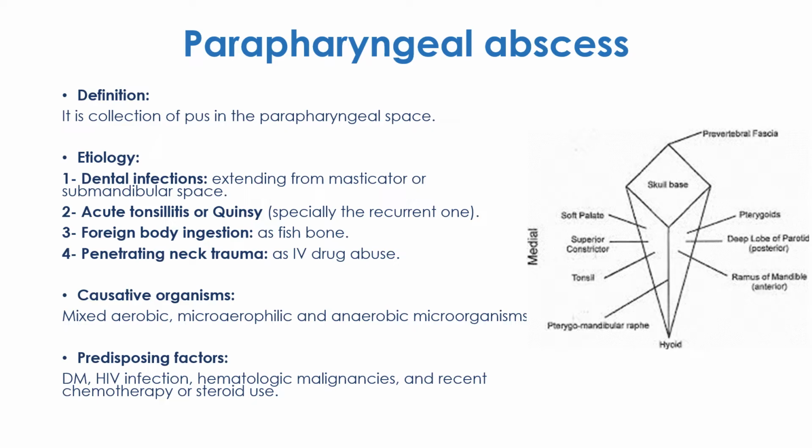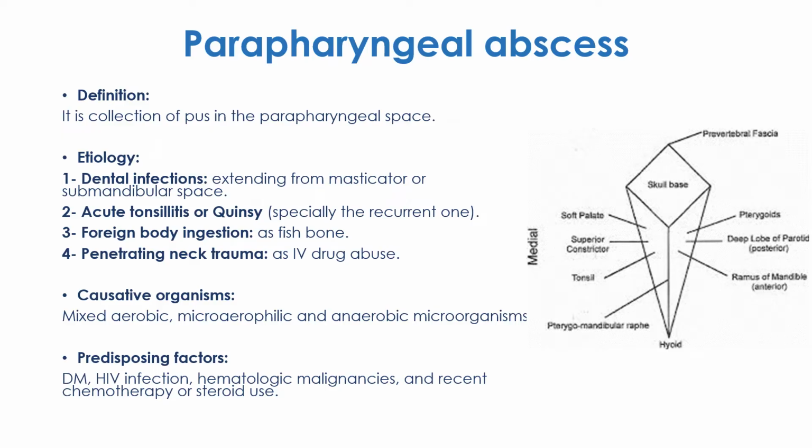The second deep neck space infection is parapharyngeal abscess. Its definition: it is a collection of pus in the parapharyngeal space. Basically, the parapharyngeal space is an inverted pyramidal space. The base of the pyramid is the skull base, and the tip of the pyramid is the hyoid bone. There are several medial and lateral relationships with different structures in the neck.